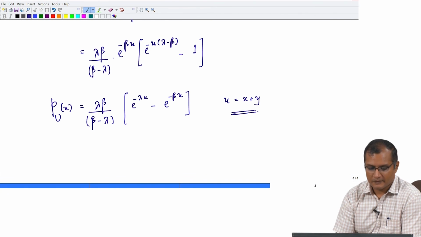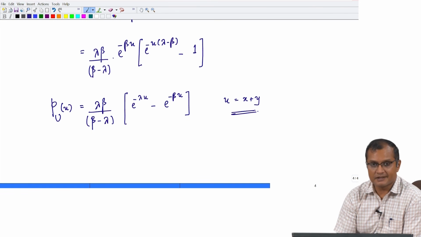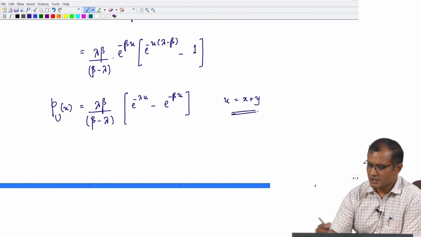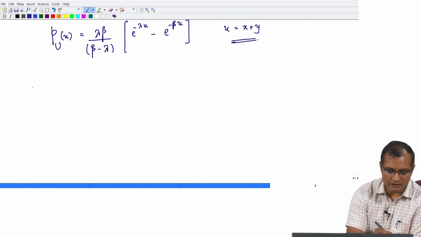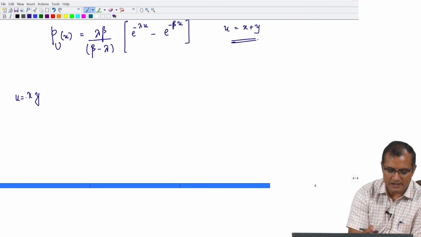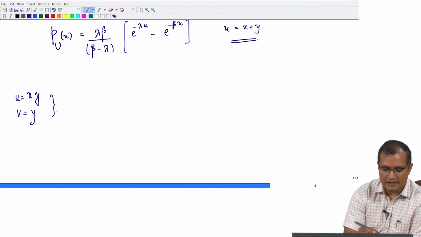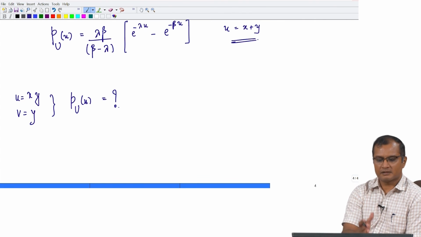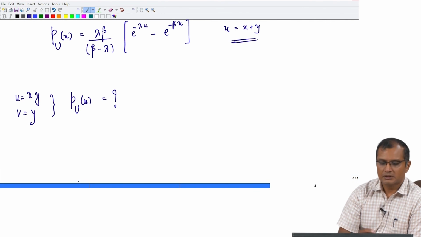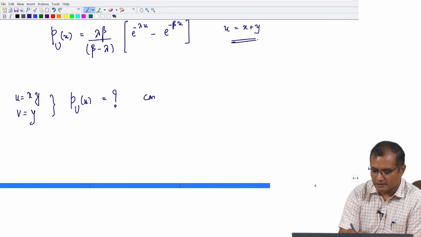Okay. So, this brings us to the end of this variable transformation. You can also extend this method to compute how x into y will be distributed. So, you can take u as x y and v as y and then work out how u is distributed by the techniques discussed above. It can thus be calculated easily.